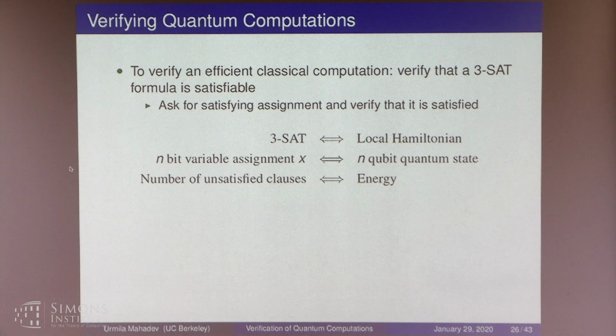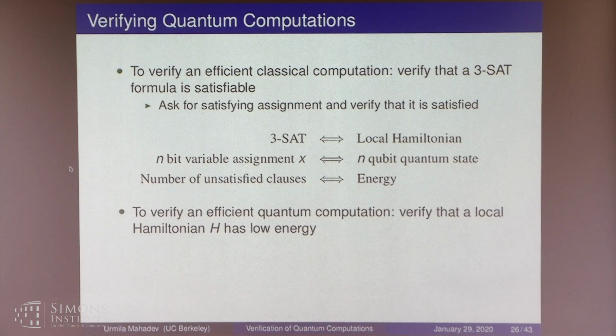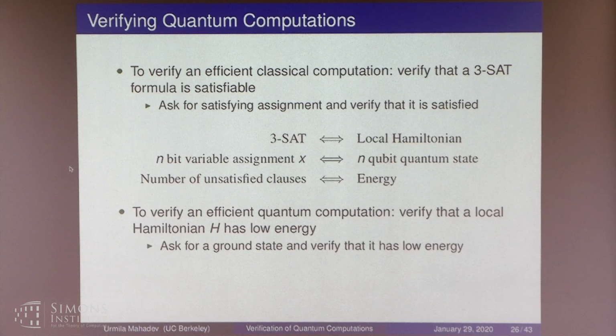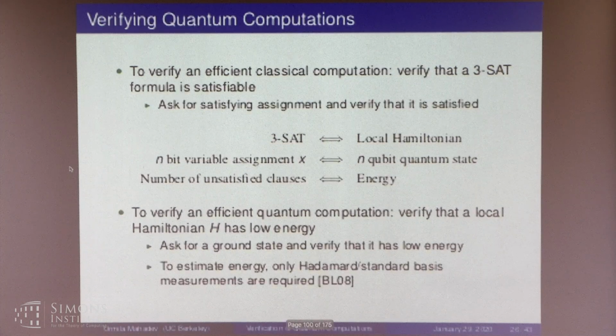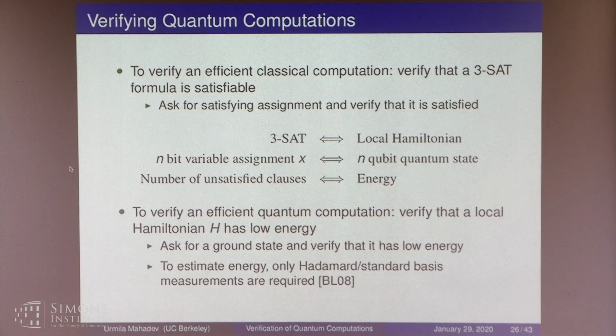So this analogy lets us come up with a verification protocol with a quantum verifier. What a quantum verifier can do is verify that a local Hamiltonian H has low energy. And to do this, the verifier just asks the prover for a ground state and verifies that the state has low energy. And this is quantum because to estimate the energy, the quantum verifier has to perform Hadamard and standard basis measurements. That's all he has to do. That's the only quantum aspect of the protocol. So all he has to do is ask for a quantum state, perform Hadamard and standard basis measurements, and then do some classical post-processing on those results, and he's done.